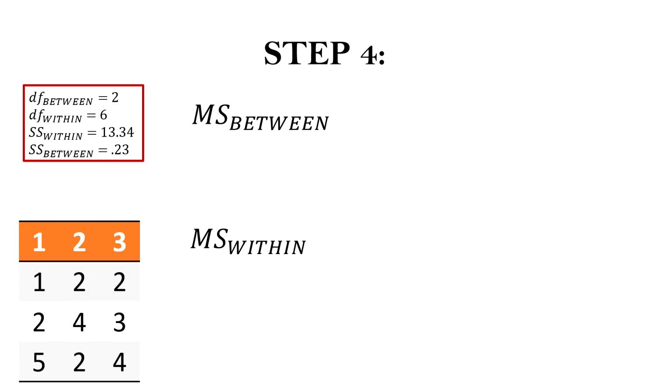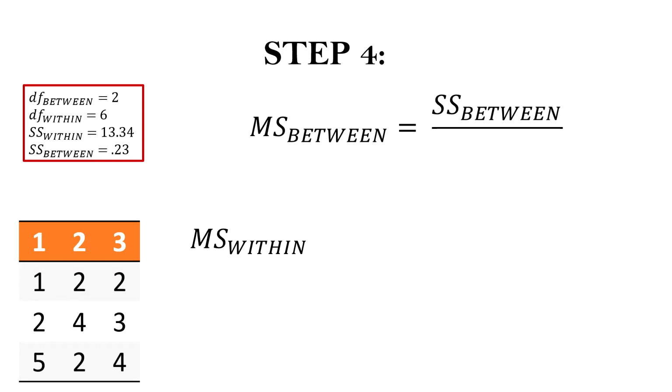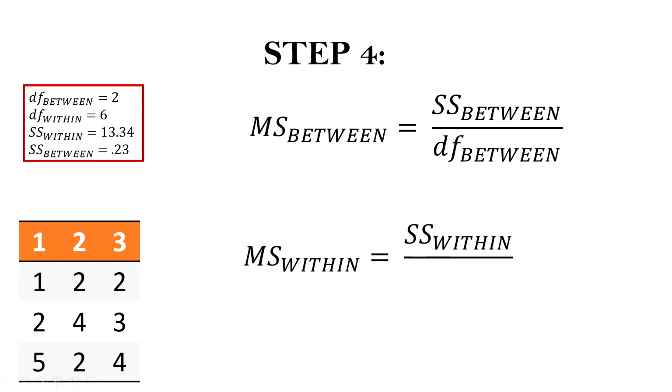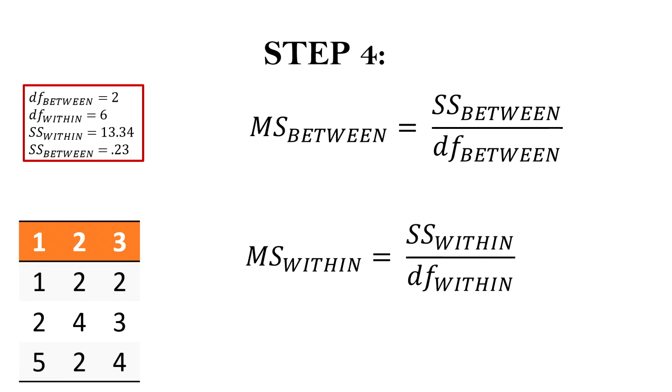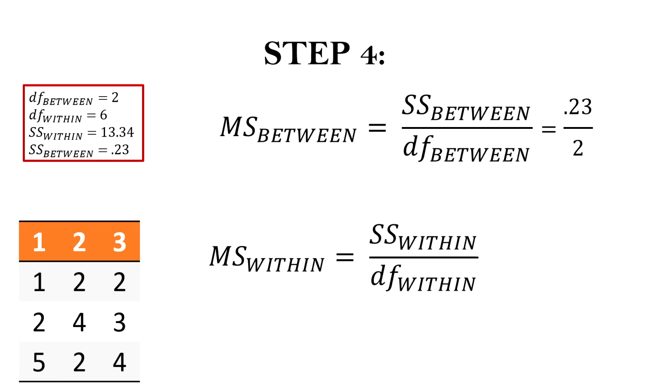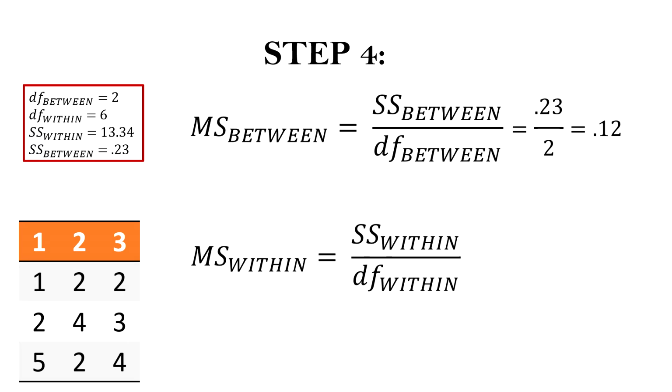For the next step, which is step 4, we will be having the mean square between and the mean square within. To get that, we need SS between over degrees of freedom between, and SS within over degrees of freedom within. So, we substitute, and it will be equal to 0.12. Same with the other one, we just substitute. When we divide, we get 2.22.